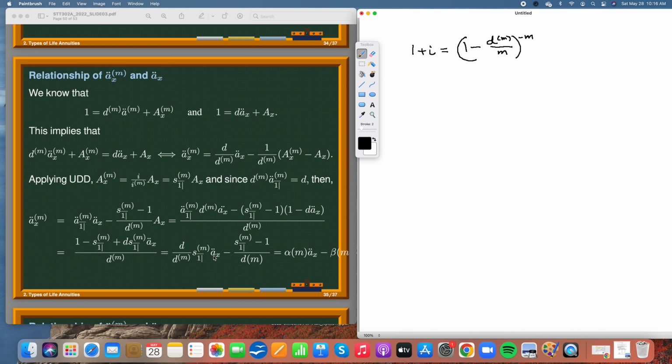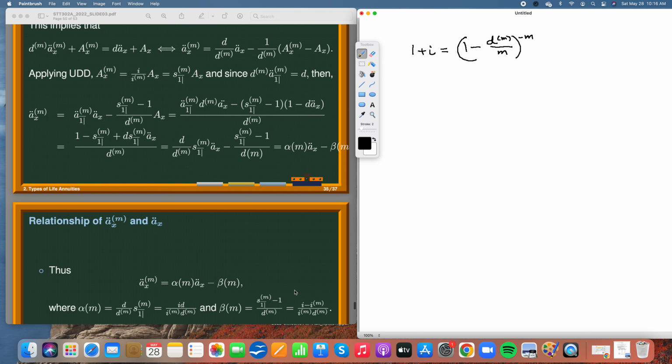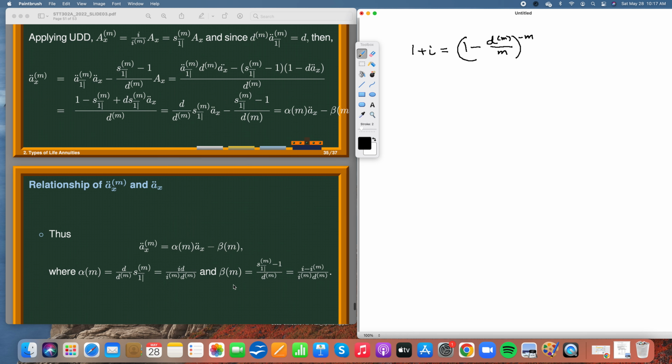We are going to define this as alpha of m, and this constant here is going to be beta of m. So that tells us the following relationship between these two actuarial present values. This is on the assumption of UDD, right? So a sub x to the upper m double dot is equal to alpha of m times a sub x double dot minus beta of m, where alpha of m is d all over d to the upper m times s angle 1 to the upper m.